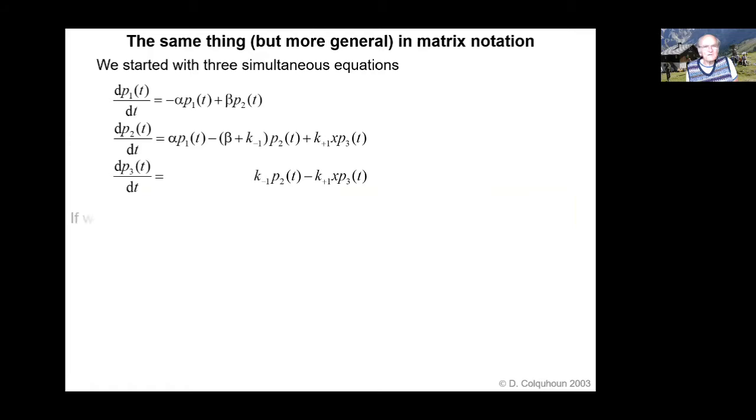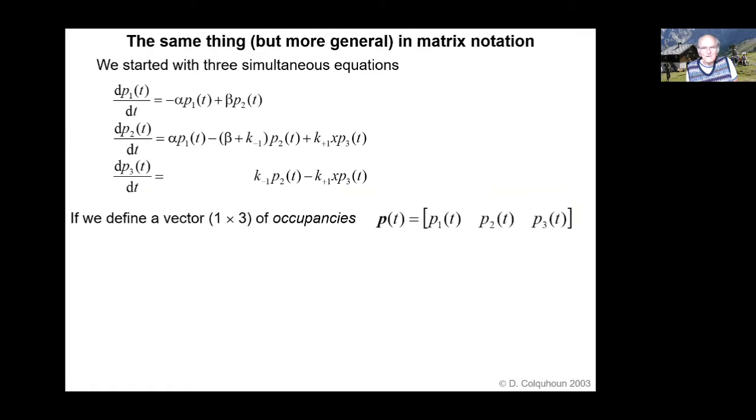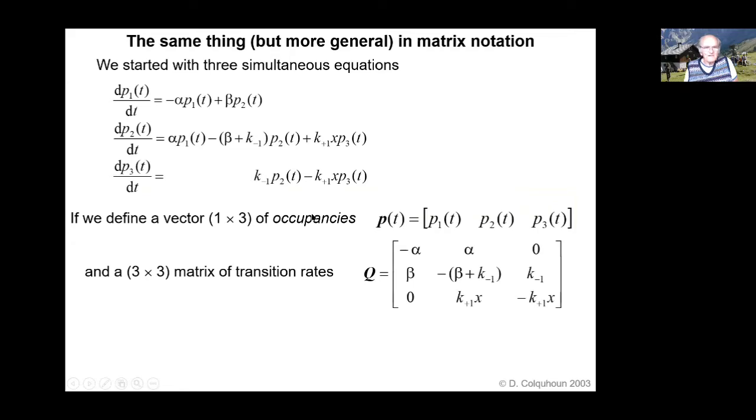So we started with those three simultaneous equations. We define a vector, a 1 by 3 matrix, which contains the occupancies of the three states at time t. They're the things we want to know. We define a 3x3 matrix of the transition rates. Notice that the association rate constants have to be multiplied by the free concentration of agonist in order to get the association transition rate in reciprocal seconds.